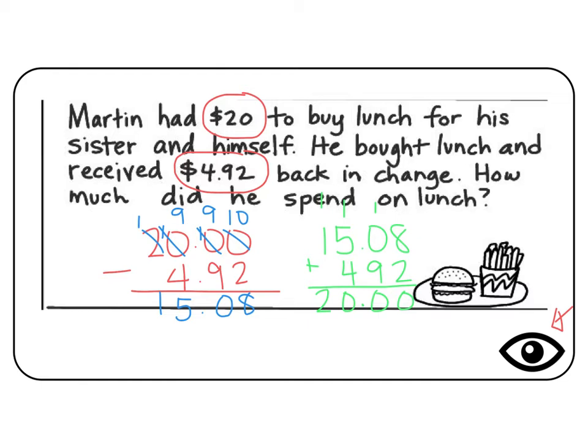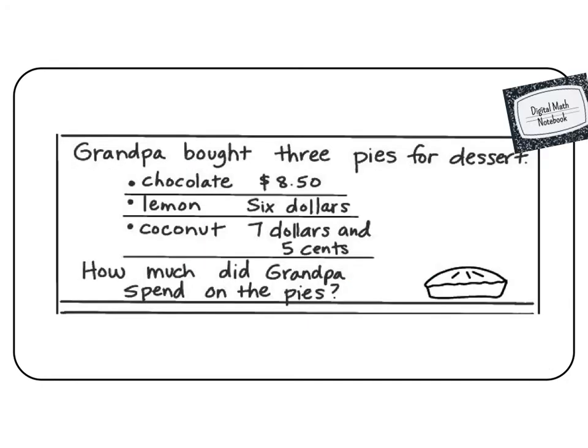Let's do some problems together. Our next problem says, Grandpa bought 3 pies for dessert. Chocolate pie cost $8.50, lemon pie cost $6, and coconut pie cost $7.05. And here's our question. How much did Grandpa spend on the pies? This is in your digital math notebook, so make sure that you are typing in your answers.